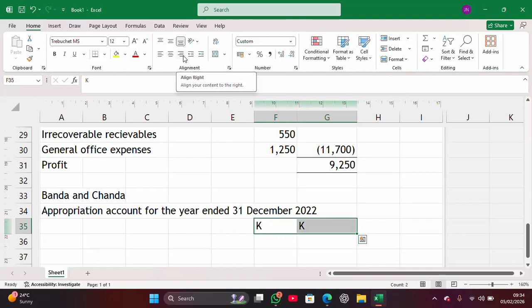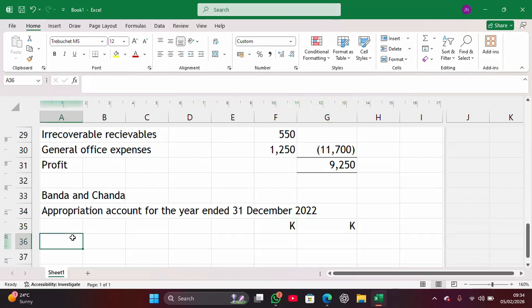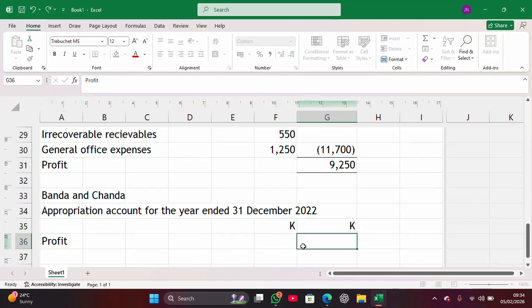So we begin with the same profit. It's the same profit that is the subject of our discussion. You can either appropriate a profit or a loss. Having 0 here is very extraordinary. It doesn't normally happen. So I'm going to show you what to do.